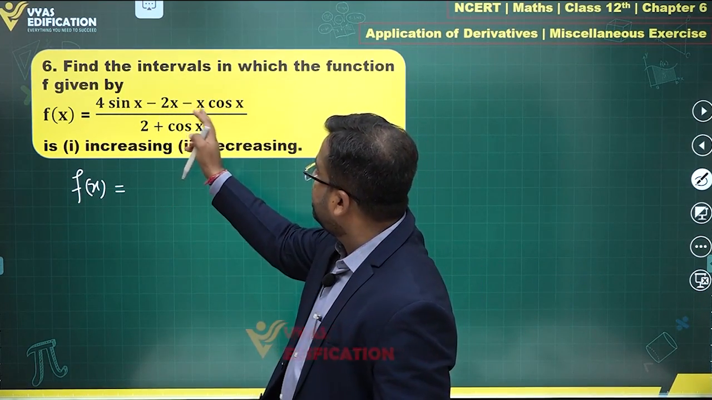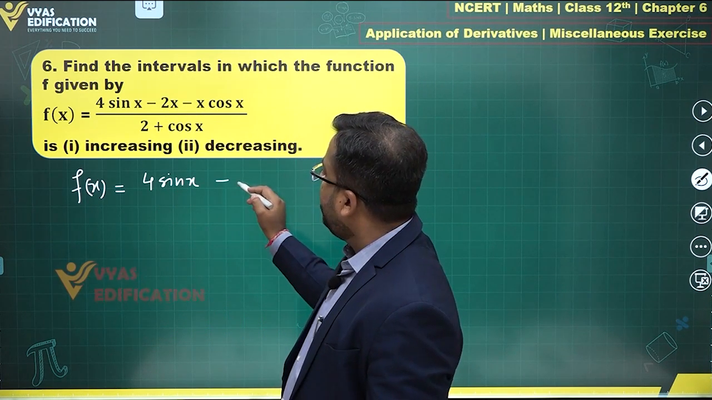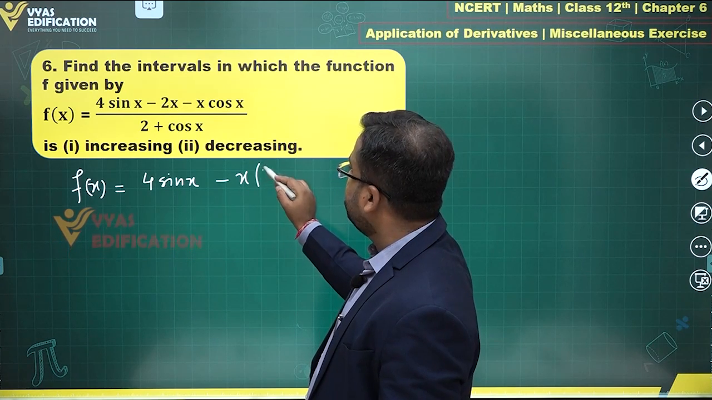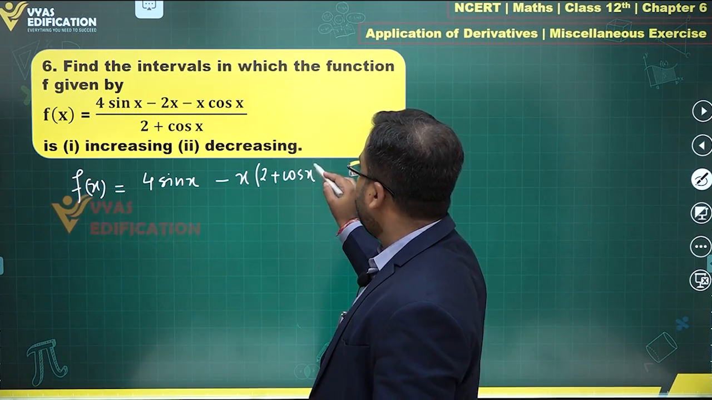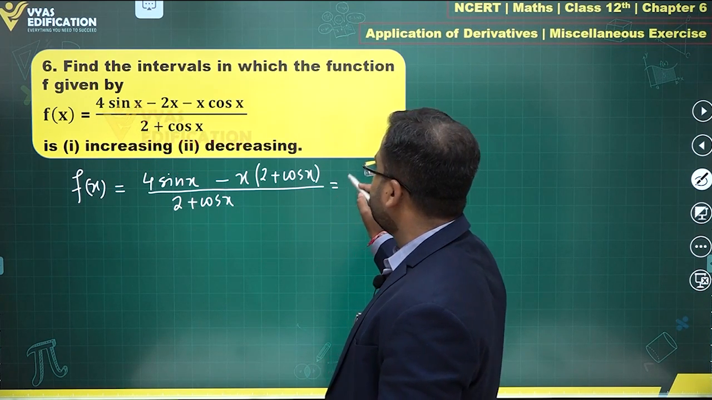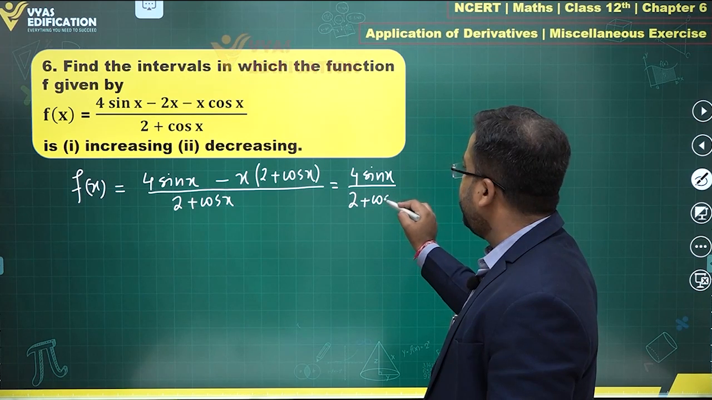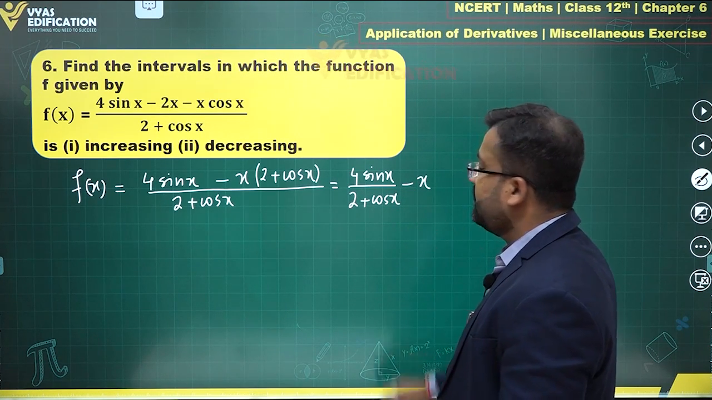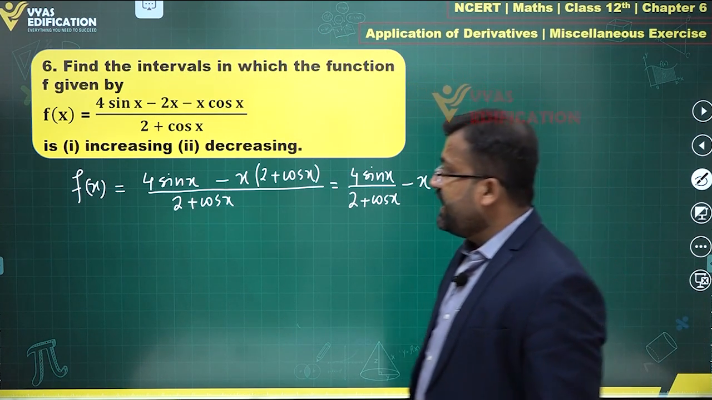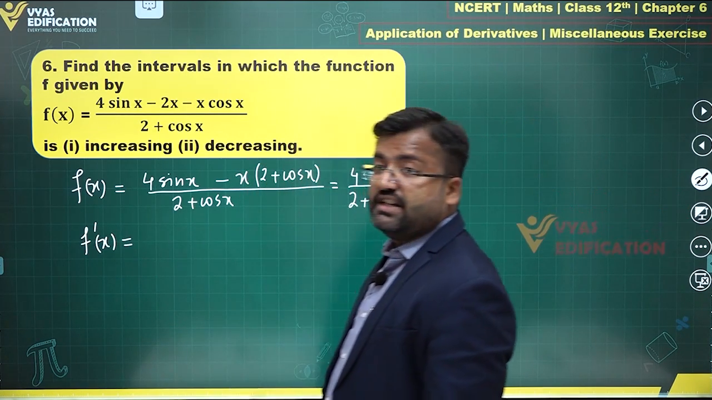If you see 2 plus cos x over there, you take out x common: this is 4 sin x minus, you take out x common, this becomes 2 plus cos x, and in the denominator as well you have 2 plus cos x. Okay, so this simplifies into 4 sin x over 2 plus cos x minus x. This simplifies into this. Okay, I can find the derivative so that I can check increasing and decreasing nature easily.